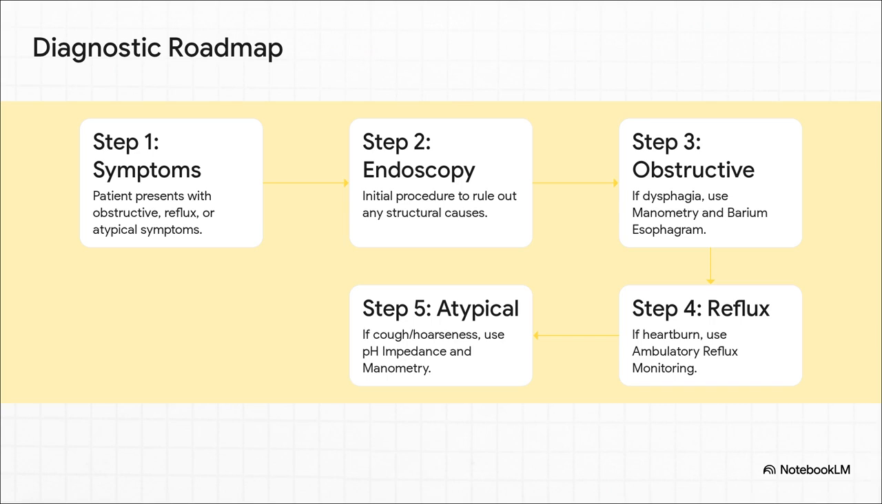Okay, so this is our roadmap for the whole explainer. Think of this algorithm as your North Star. After you've done that initial scope, the patient's main complaint, whether it's obstructive, reflux, or something more atypical, is going to send you down one of these specific diagnostic pathways. Let's break down each one.